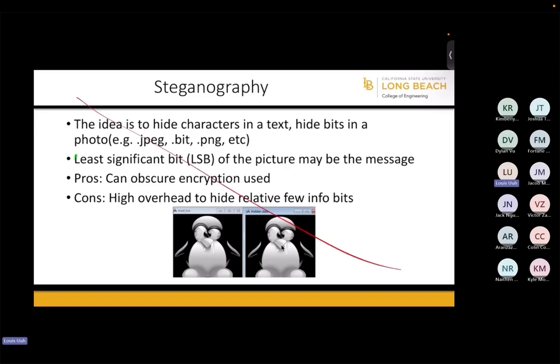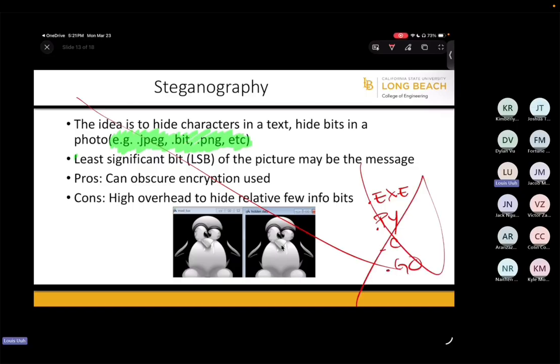Steganography: the only thing that you will see is what type of files they use. Those should be multimedia files. If you see something like .exe, maybe .py, .c, .go, all of those are incorrect. So keep that in mind.